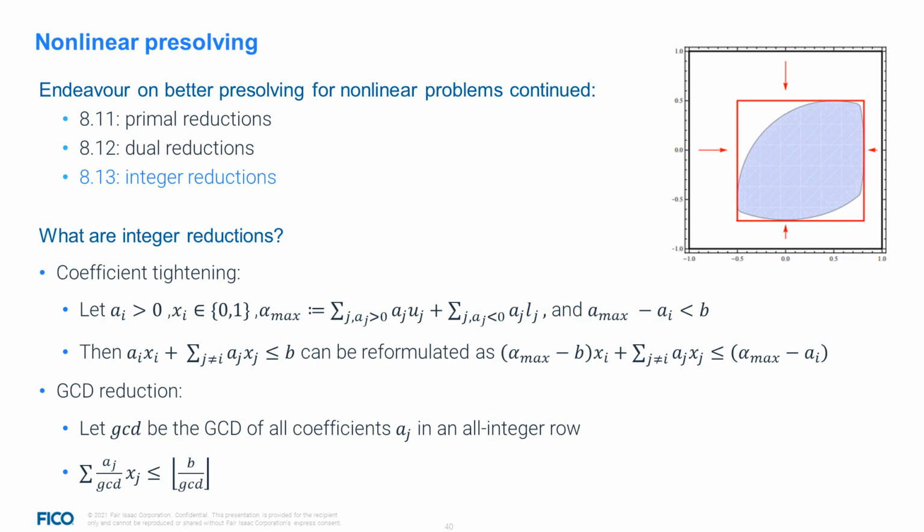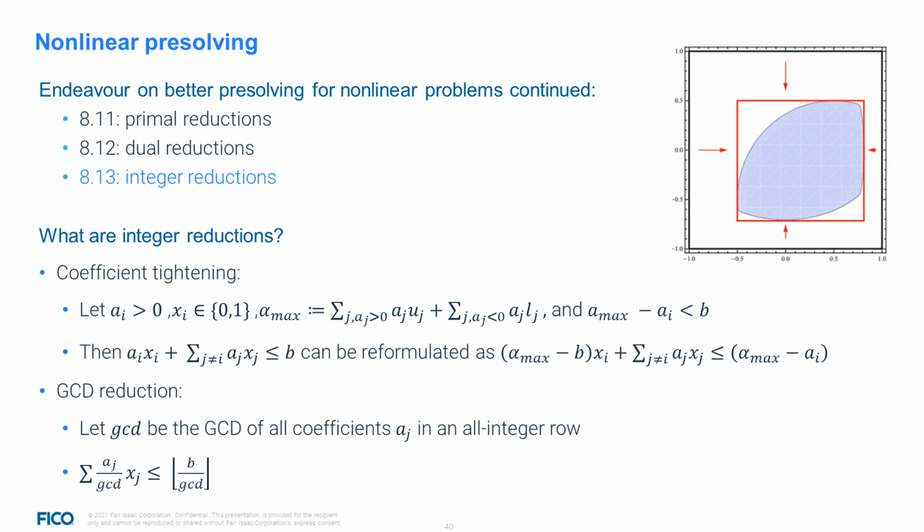To give you an idea of what I mean by an integer reduction, let's consider 2 examples, coefficient tightening and GCD reductions. Coefficient tightening is a technique that considers binary variables in linear constraints. Binaries with a relatively large coefficient in this constraint. Relatively large in this case means that the constraint will get redundant once that single binary is fixed to 0. And in this case, we can tighten both the right-hand side of the constraint and the coefficient of the variable.